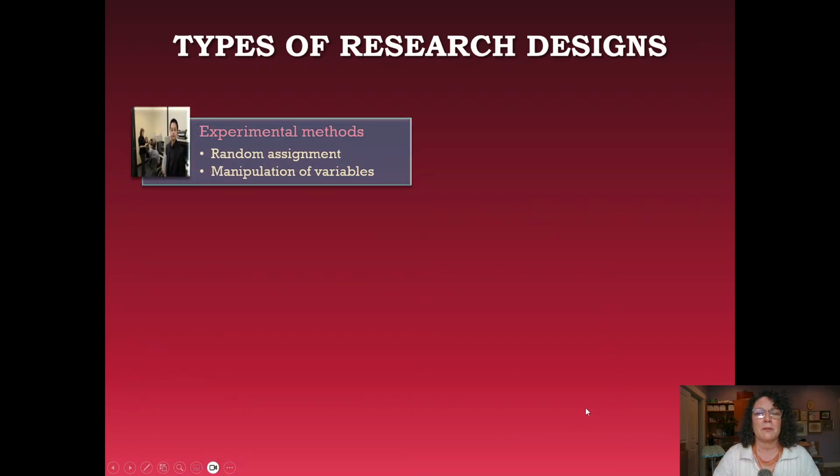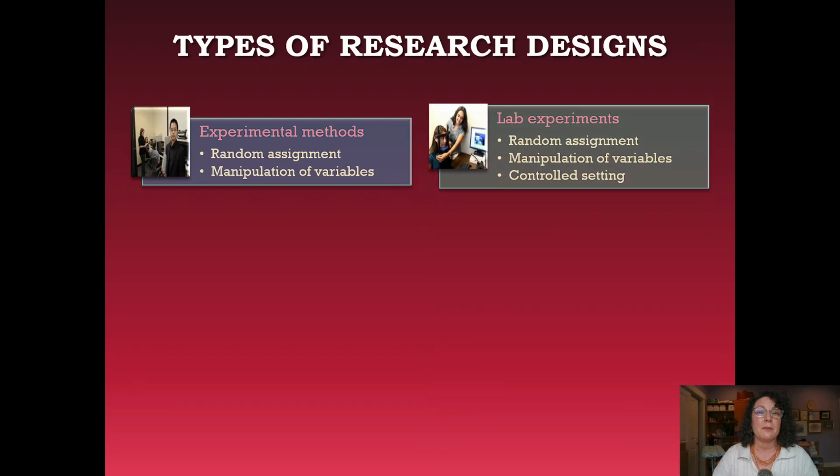There are experimental methods that are going to require random assignment to condition and manipulation of the variables. You are not able to do a true experiment if you can't meet both of those criteria. So you need to be able to randomly assign the participants to the condition that they're going to experience, and you're going to manipulate that variable. Sometimes you do it in a lab, right? So, of course, lab experiments are going to be true experiments, so they have random assignment, the manipulation of the variables, and we're in a lab, so it's a controlled setting.